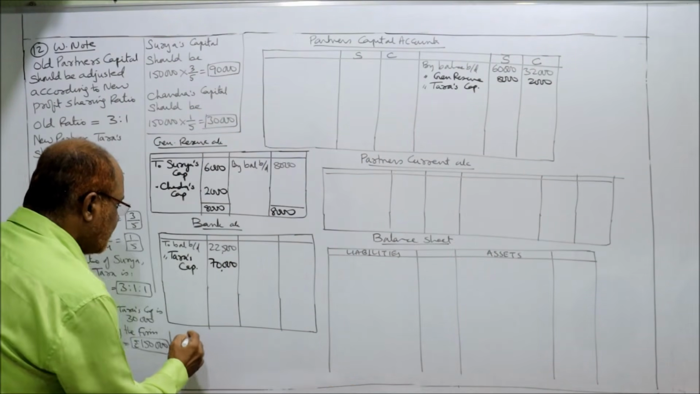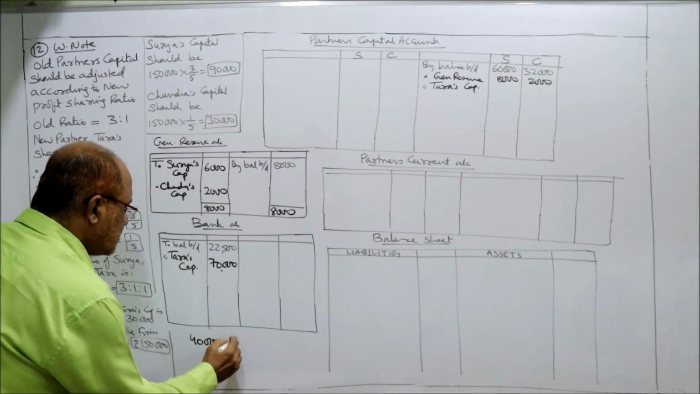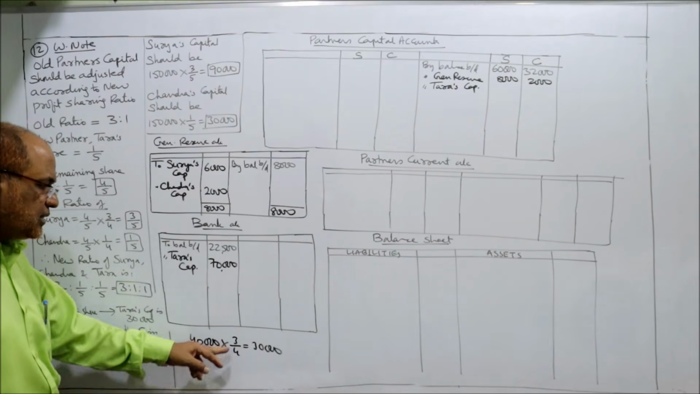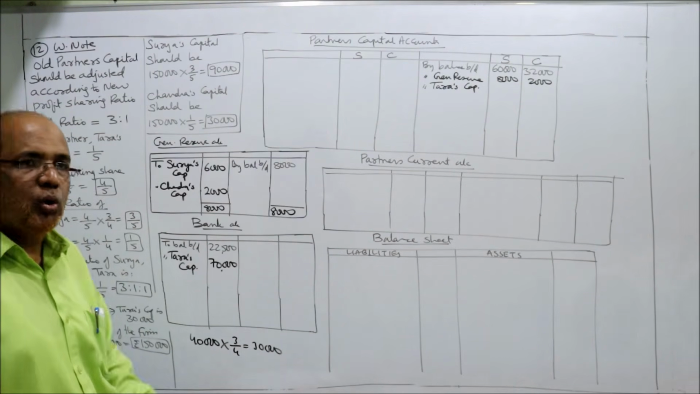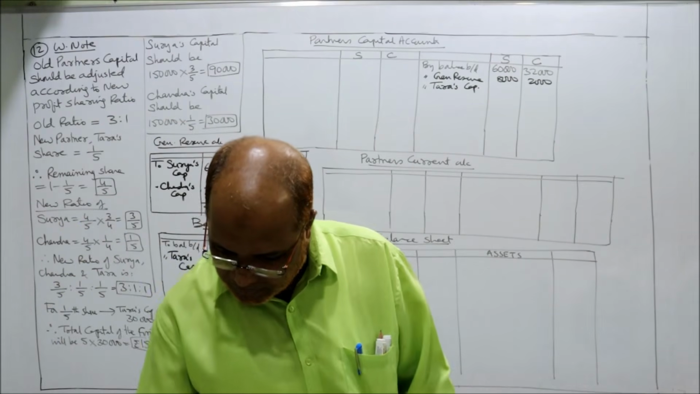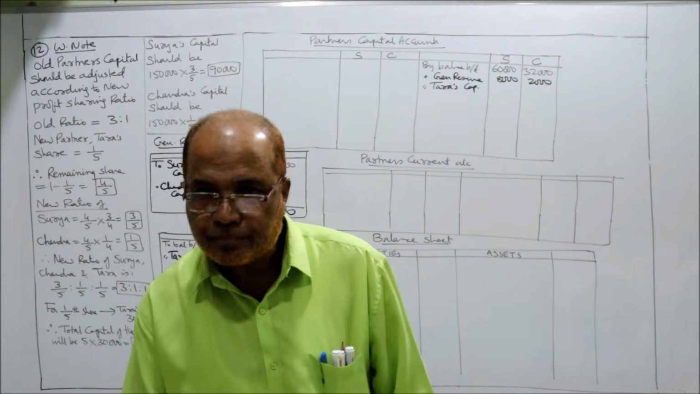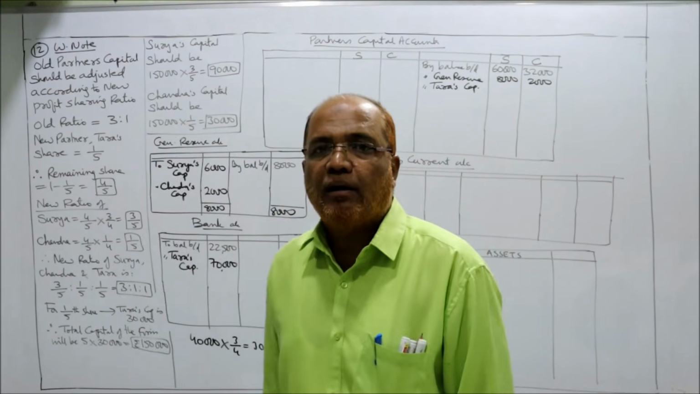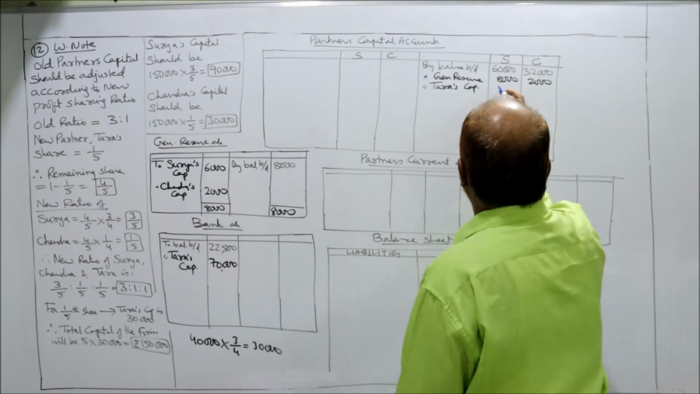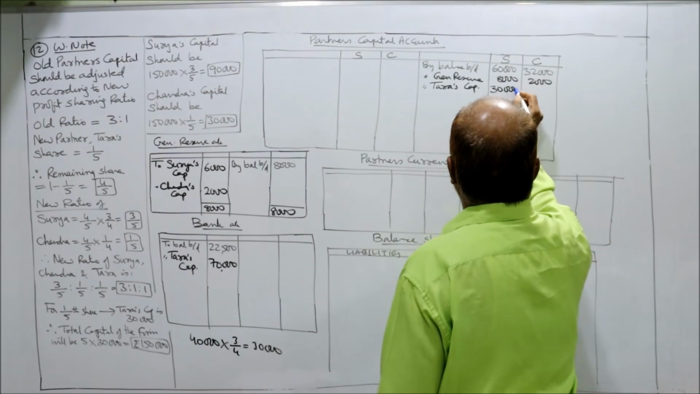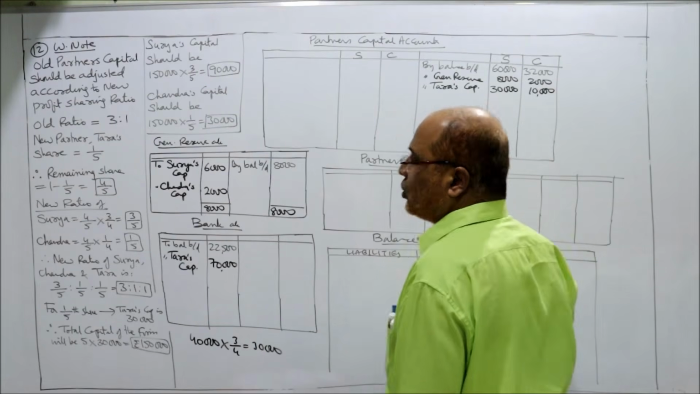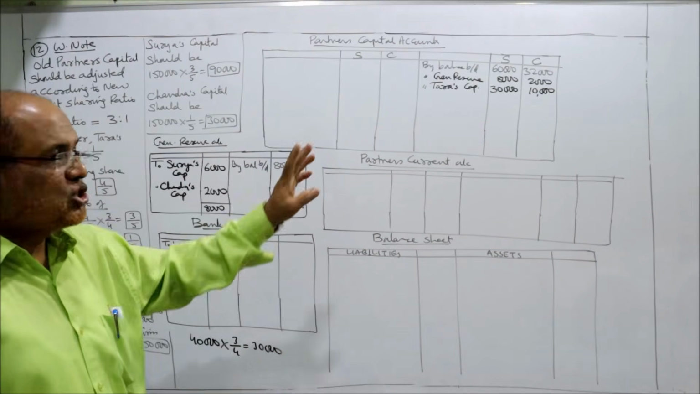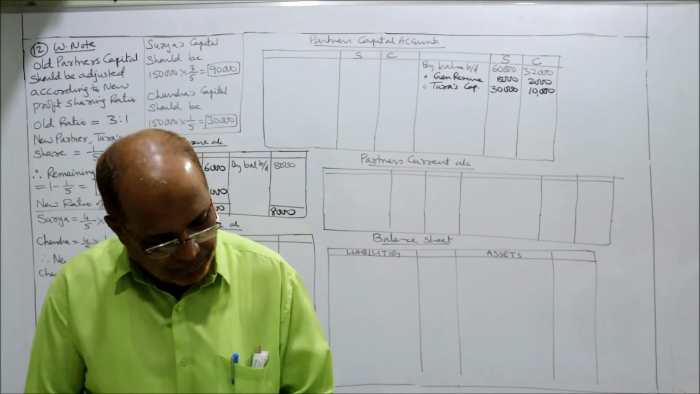तो old ratio क्या है? 40,000 into 3/4. It comes to 30,000. 40,000 का 3/4 कितना होगा? 30,000. तो गुडविल 40,000 में 30,000 रुपए, 30,000 रुपीज गुडविल विल गो टू सूर्या. तो सूर्या के कैपिटल अकाउंट में 30,000 एंड 10,000 रुपीज गुडविल विल गो टू चंद्रा. 10,000 rupees goodwill will go to Chandra's account, right?